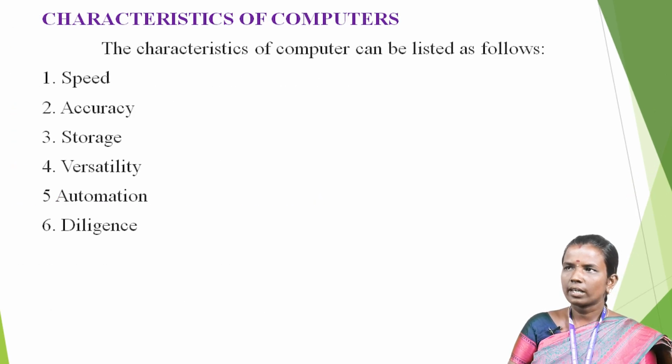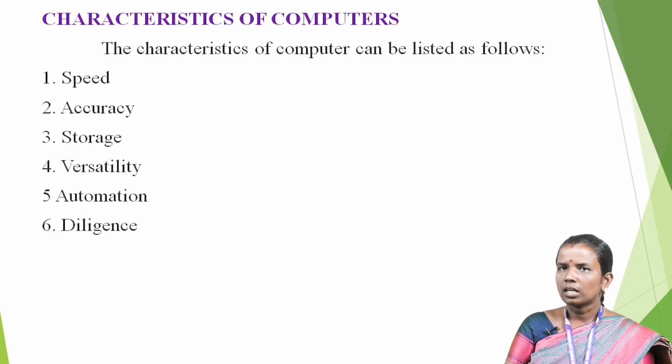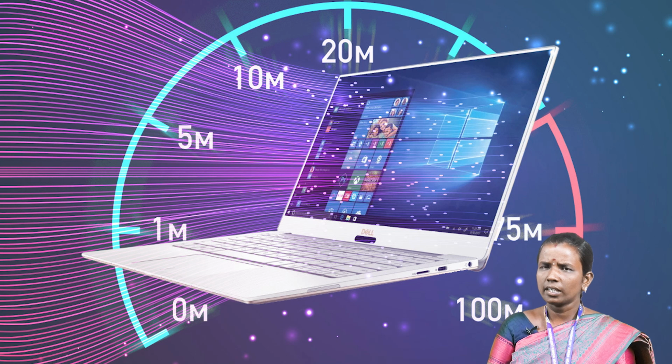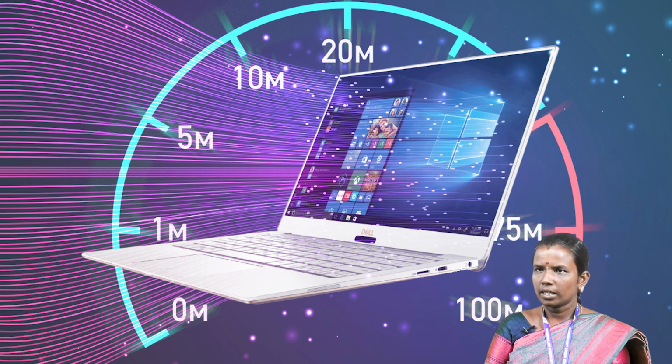The next topic is characteristics of computers. The characteristics of computers can be listed as follows. First one, speed, accuracy, storage, versatility, automation, diligence. We have to see first one, speed. Computers can perform 100 millions of instructions per second. The speed of a computer is calculated by the unit MIPS, that is millions of instructions per second. Normally, computer speed is measured in nanoseconds.